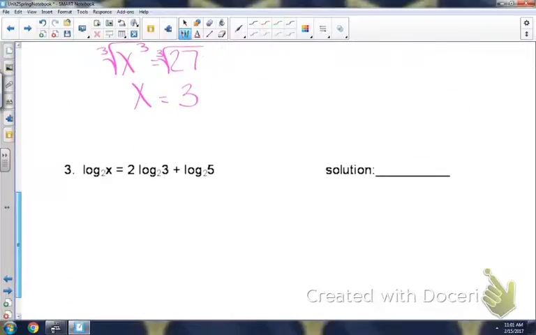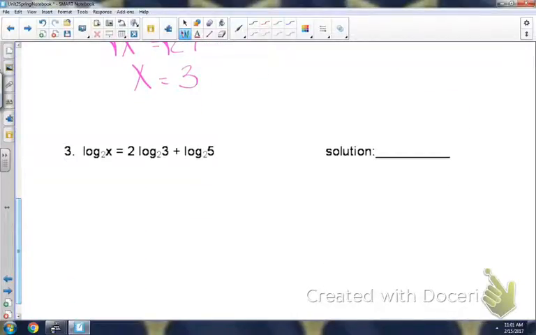Alright, looking at number 3. Look at the left side. There's only one log. That's how we want it. Look at the right side. We have 2 logs, which means we want to condense it into 1. So I need to get rid of this coefficient and make it an exponent. And then notice we're adding these 2 logs. So to condense into 1, you're going to multiply them.